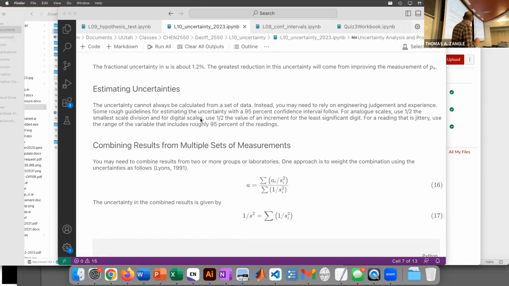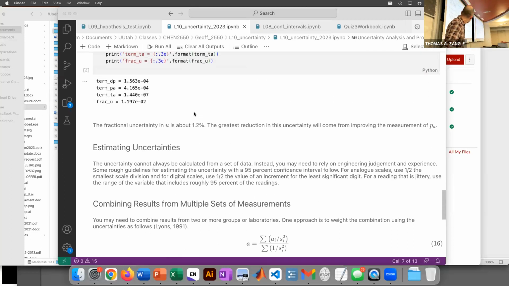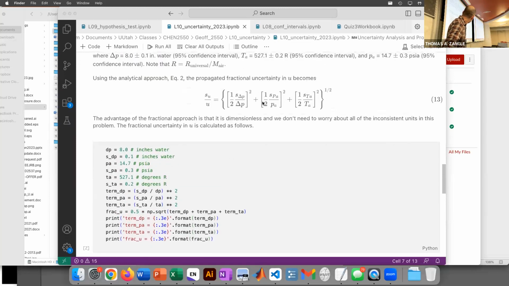Just a few other notes. This gets into estimating uncertainties. So it may be the case, let's say you're given the task of estimating the uncertainty in the velocity from this pitot tube. So you have a formula for U as a function of delta P, ambient pressure, and ambient temperature.